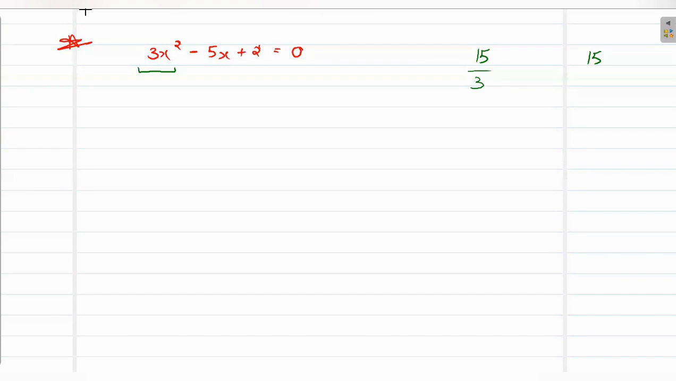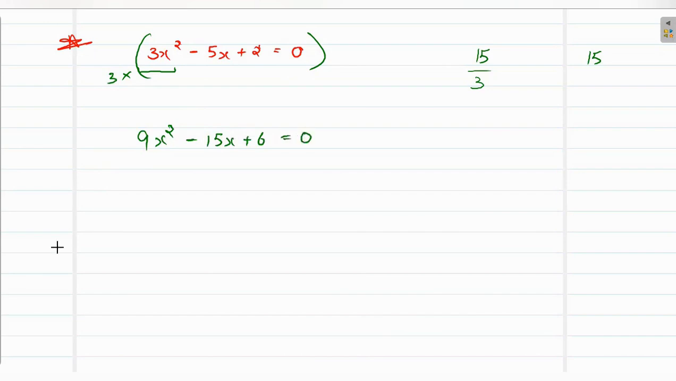Yes or no? So what I will do is multiply by 3 so that it will become 9x square, and 9x square is a perfect square of 3x whole square. So I will multiply the whole equation by 3. That is step number 1 you have to do. So it becomes 9x square minus 15x plus 6 is equals to 0.